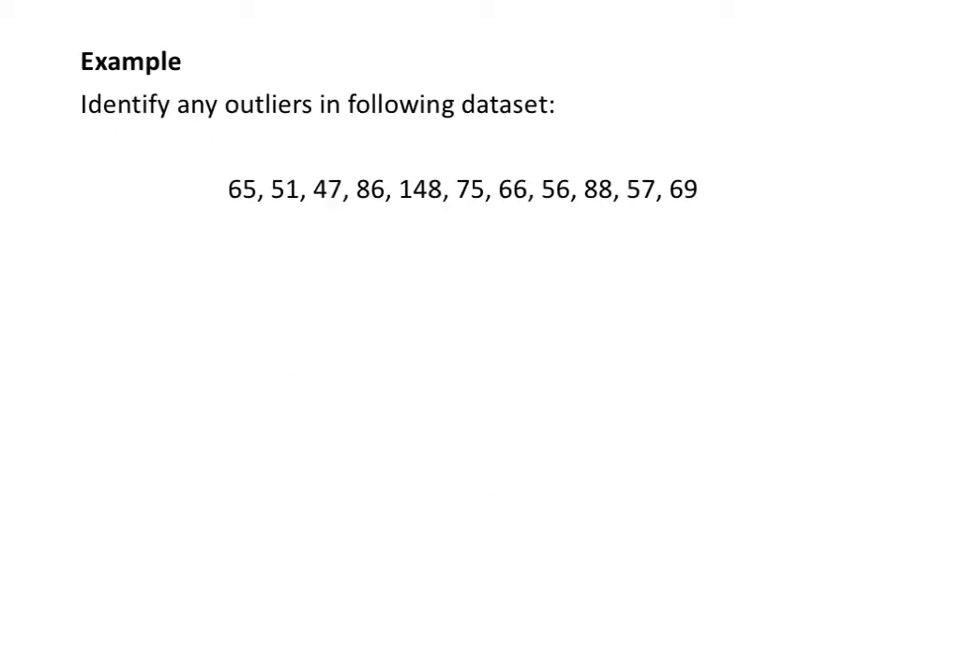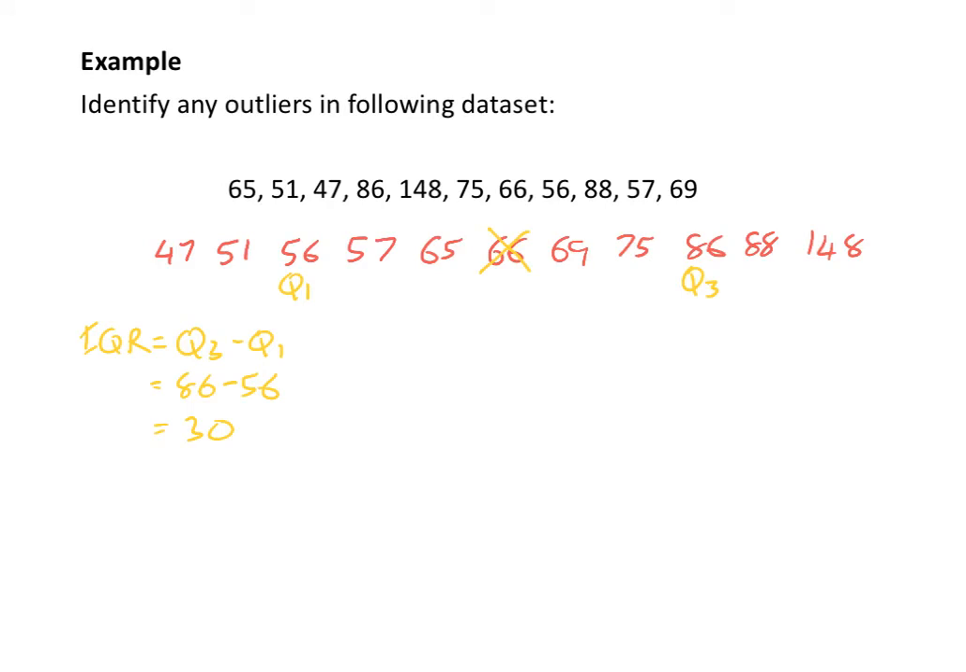So I want to identify any outliers in my data set. So first I need to calculate my quartile 1, quartile 3 and interquartile range for the data. So I've now calculated my first quartile to be 56, my third quartile to be 86, and my interquartile range is 30. Now go and have a look at the videos to explain how to calculate the interquartile range if you're not sure how to calculate these values. But once you have these values, you can go ahead and calculate your outliers.